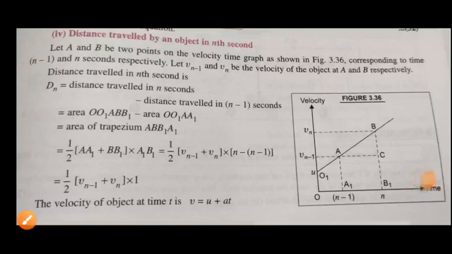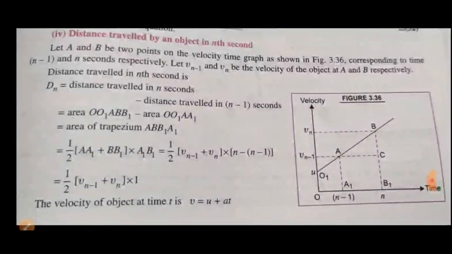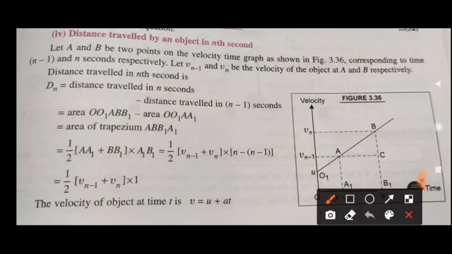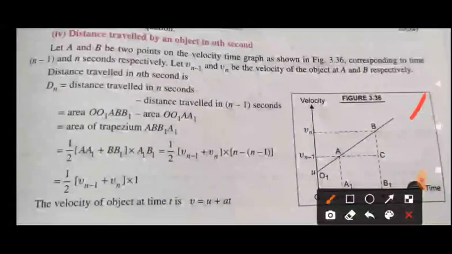Now the next one is the distance traveled by an object in the nth second. Suppose we have to find the distance traveled in the 10th second, or in the 11th second, how can we find it? Let's see now. Here a graph is given between velocity and time. Obviously you can see it has some initial velocity u, and some uniform acceleration.